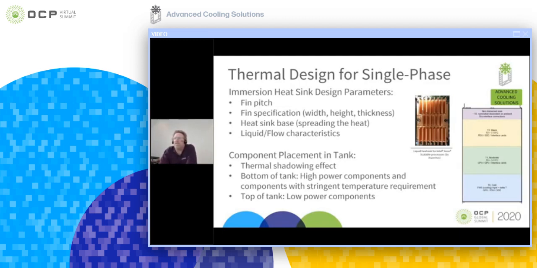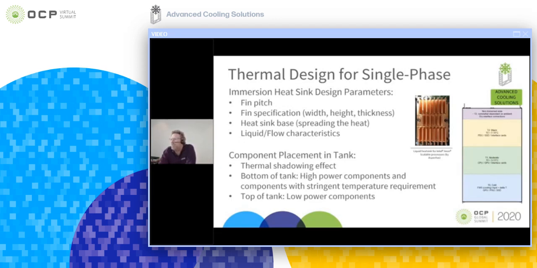Now, another consideration is the heatsink base, which is responsible for spreading the heat, whether it's a vapor chamber or a solid material. The heatsink base must be able to distribute the heat effectively towards the fins. This is also a consideration in air, but much more so with liquid because of the superior characteristics of liquid in absorbing and transporting the heat from one material into the next.